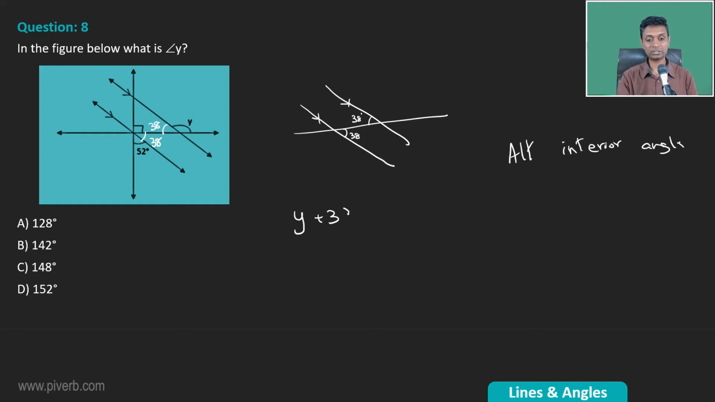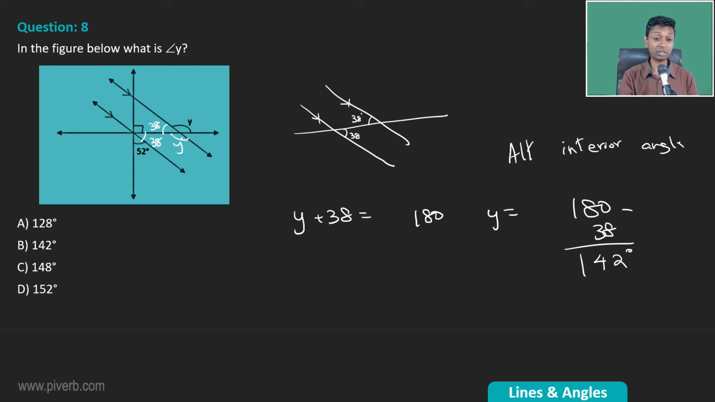y plus 38 is 180, or y is 180 minus 38. 10 minus 8 is 2, 7 minus 3 is 4, so 142 degrees, because it's a straight line. Or you can say this angle is y. This is a straight line.